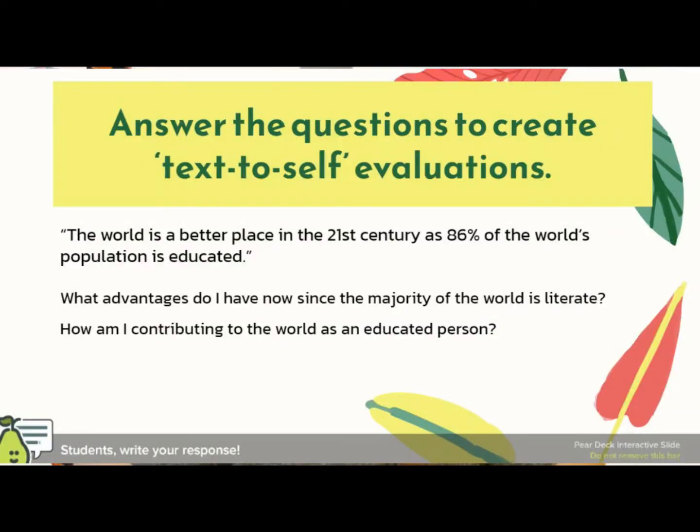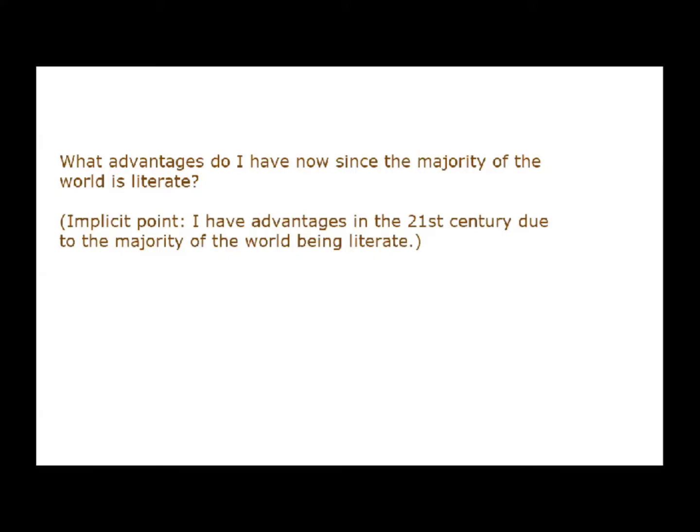Now, answer the questions at the bottom to create the text to self points. I'll give you an example of how you can do this. Let's look at this first question. Underline the words that you might focus on. You have 30 seconds. Pause the video and play again when you are ready to answer. Which are the words you want to underline? I hope you've already decided.